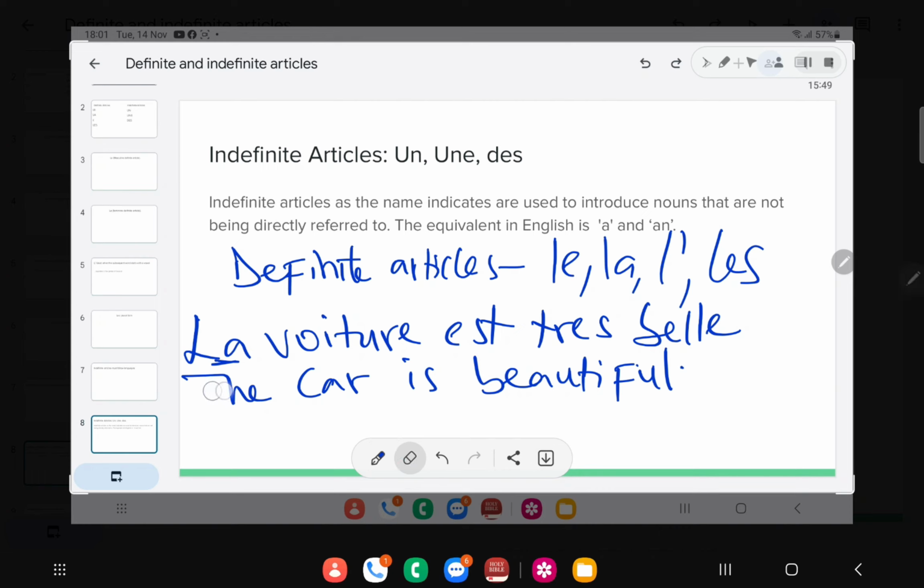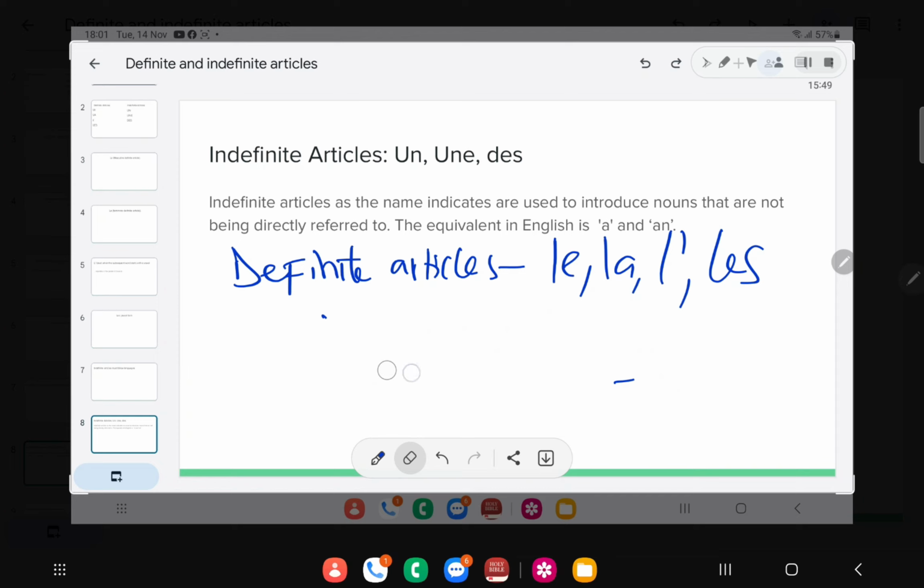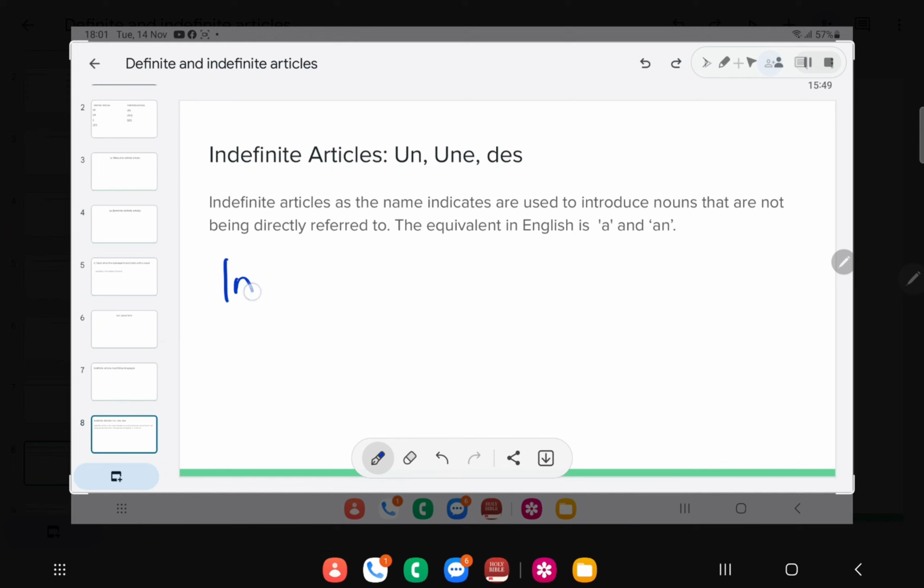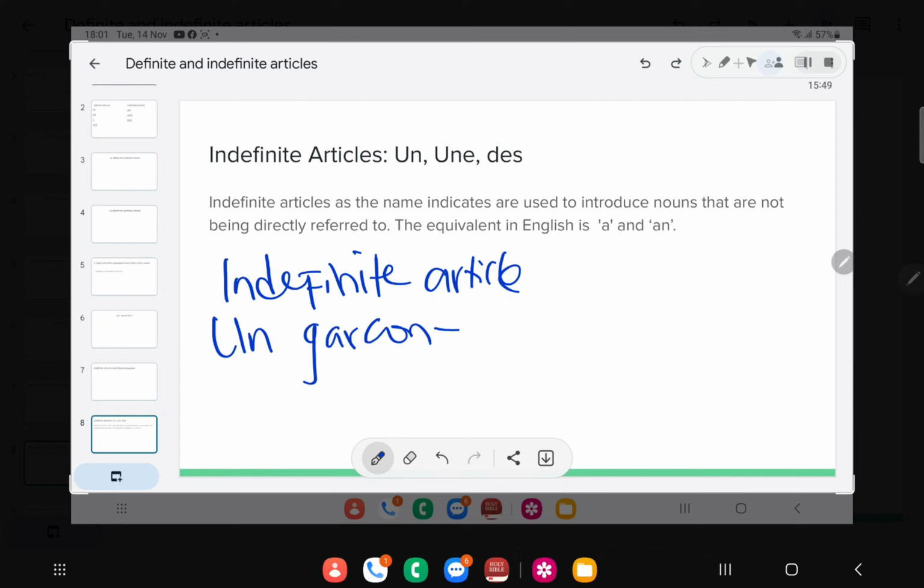This is not the same thing with indefinite articles. When you use an indefinite article, you are somewhat floating. As I said earlier, indefinite articles, as the name indicates, are used to introduce nouns that are not being directly referred to. I could say a boy, un garçon. Which boy am I referring to? I don't know. I could say une fille. Which girl? A girl. Which girl am I referring to? I don't know. You don't know.